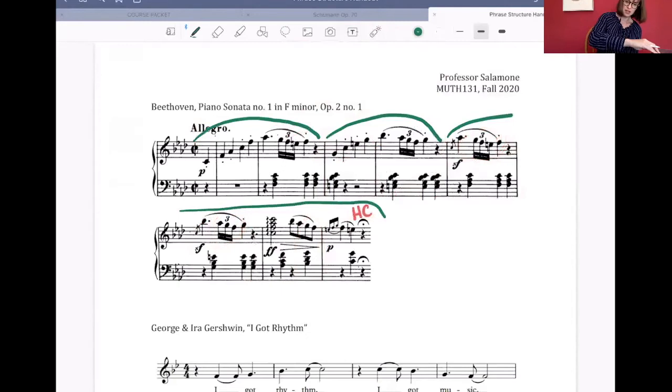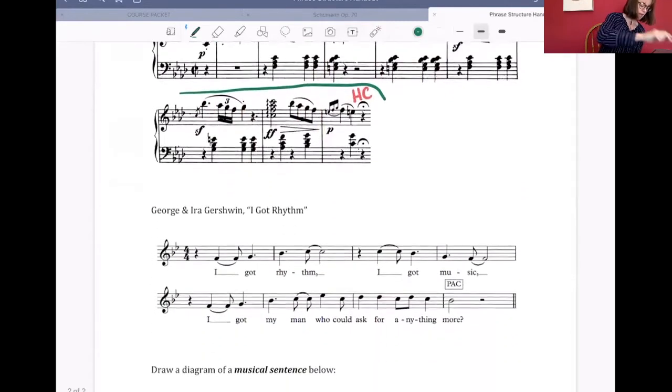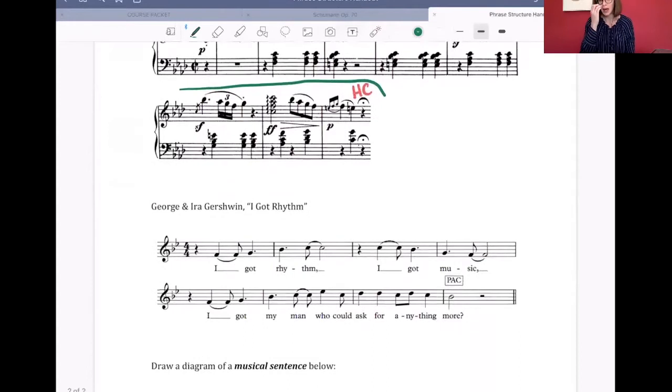Before we put labels on them, we're going to listen to our last example. And I would like you to, again, think about its structure, because it's not going to sound anything like the Beethoven, right? I want you to think about how the structure is similar to the Beethoven Piano Sonata.